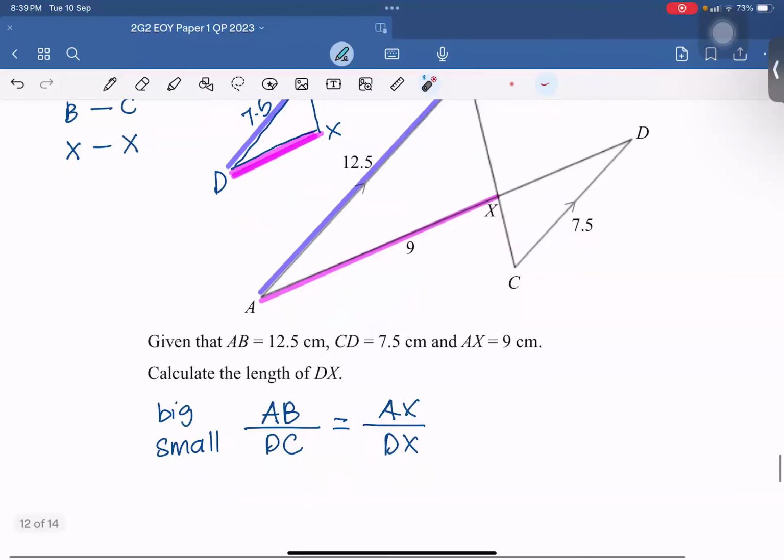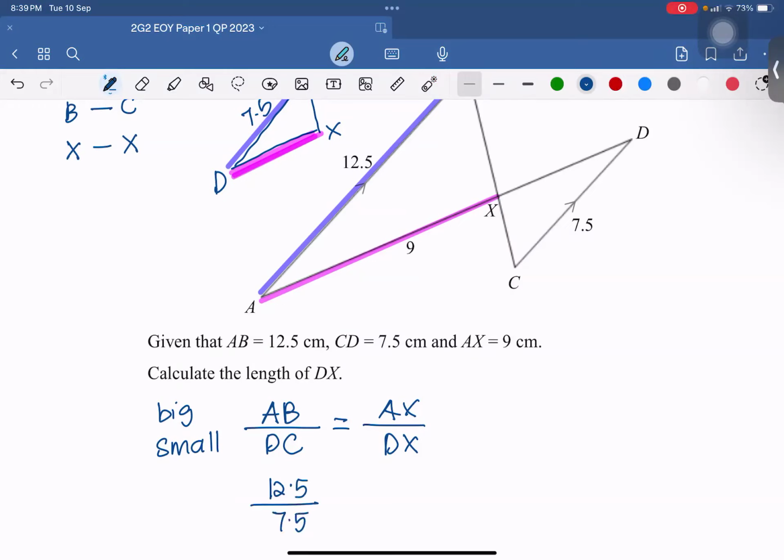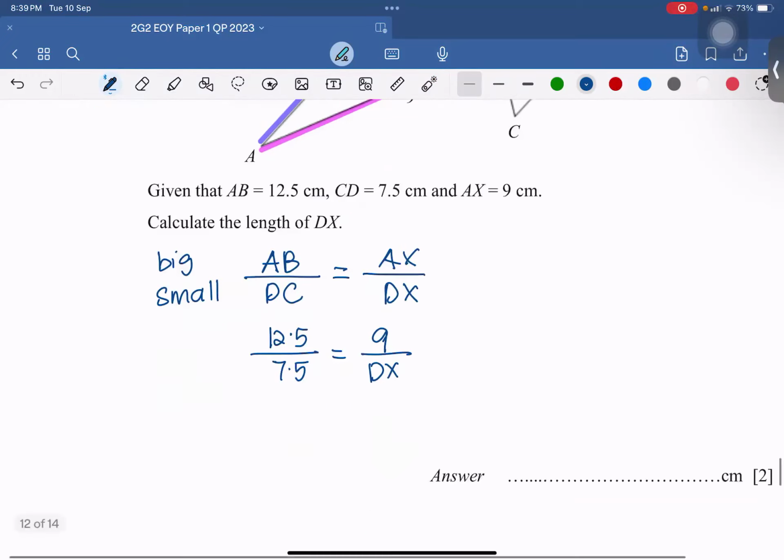Okay, so now I'm going to plug in all my numbers. AB is 12.5. DC is 7.5. AX is the number 9. DX, I don't know. I have a fraction. What can I do to it? I give you a clue.